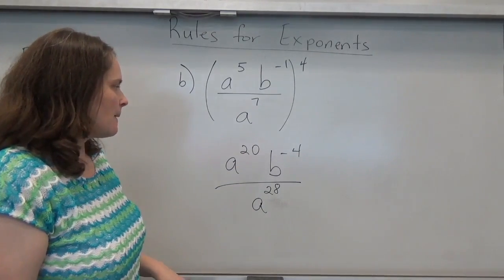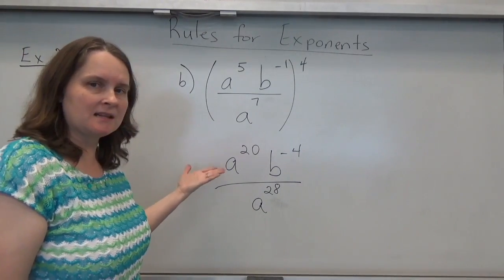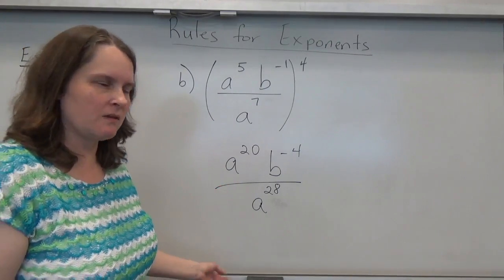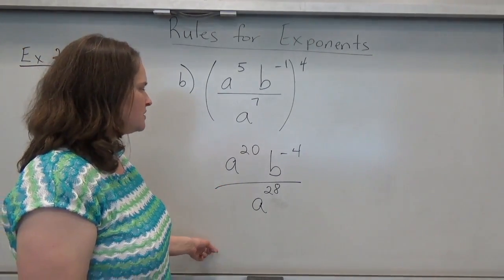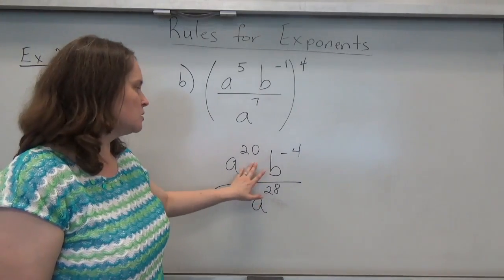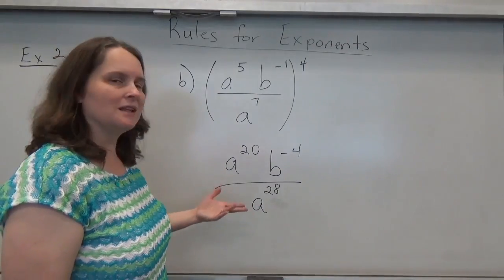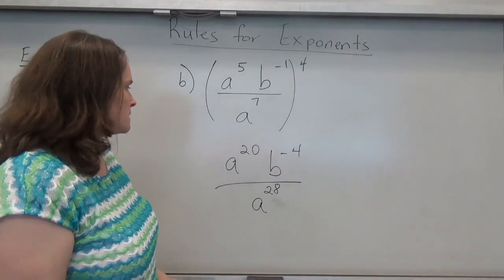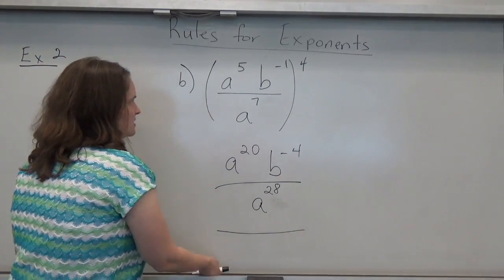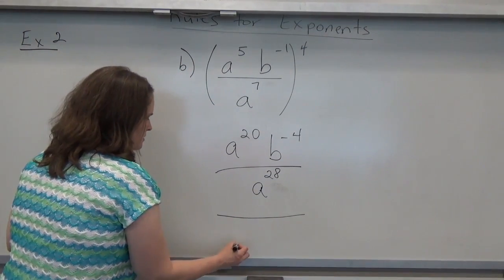Okay? You could put it in the top as a to the negative 8th, but you're still going to have to move it because we're not going to keep negative exponents. So you could also think of it in terms of you've got more a's on the denominator than you have in the numerator, so whatever is left needs to go on the bottom. So we're going to have a to the 8th left in the denominator.